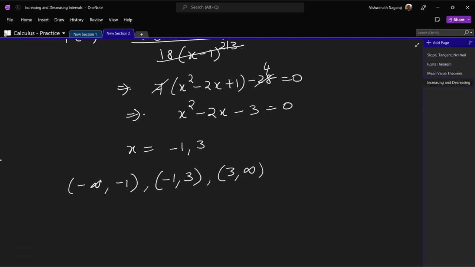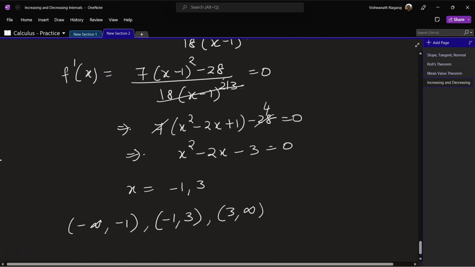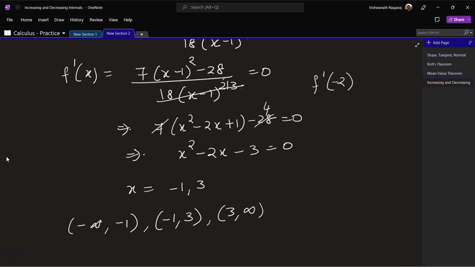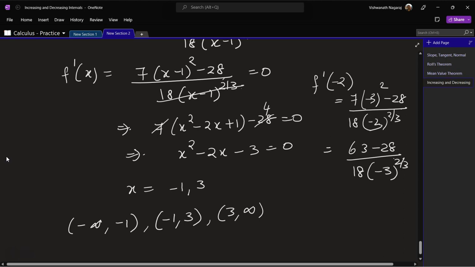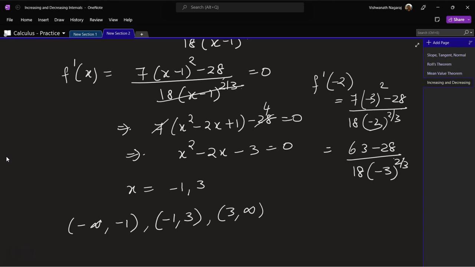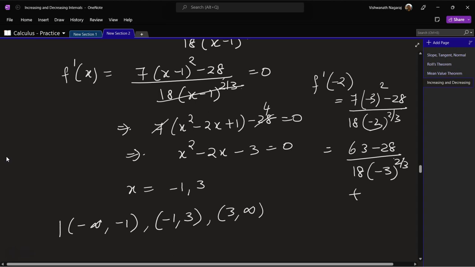Now we have to figure out the ascending descending nature. So let's take f prime of minus 2. We get 7 times (minus 2 minus 1, which is minus 3) square minus 28, divided by 18 times (minus 2 minus 1, which is minus 3) to the power of 2 by 3, which gives us 9 sevens, 63 minus 28. Now here's the thing. In the denominator, minus 3 cube root is going to be a negative number, but that square will make it positive, and in the numerator also it is positive. So it is positive, which means that it is going to be increasing in this interval.